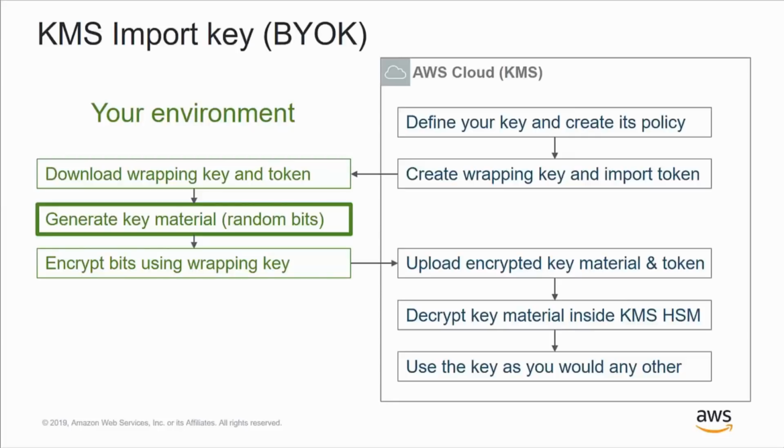You'll generate the key using whatever mechanism you're required to use. For example, you might be required to use an HSM to generate the key, the random bits. You'll encrypt the random bits using the wrapping key, and you'll upload that encrypted key material and the import token back to KMS. It will associate it with the key that you originally defined, decrypt that key material using the private component of the wrapping key inside the HSMs within KMS, and then make that key available for use in the normal way as it would for any other key in KMS.